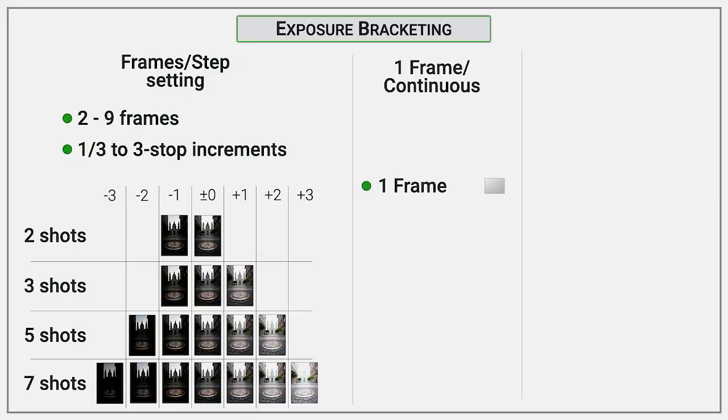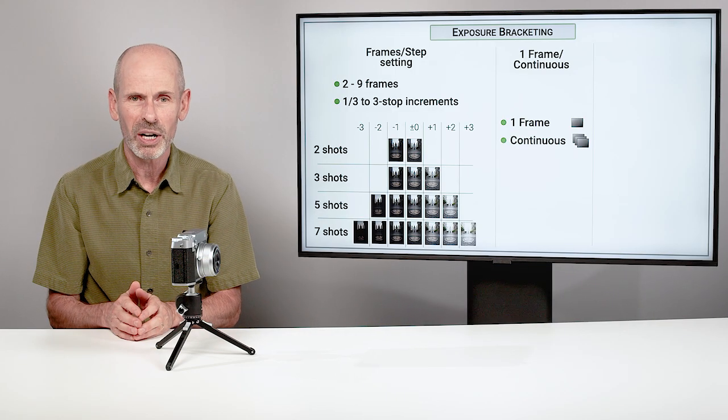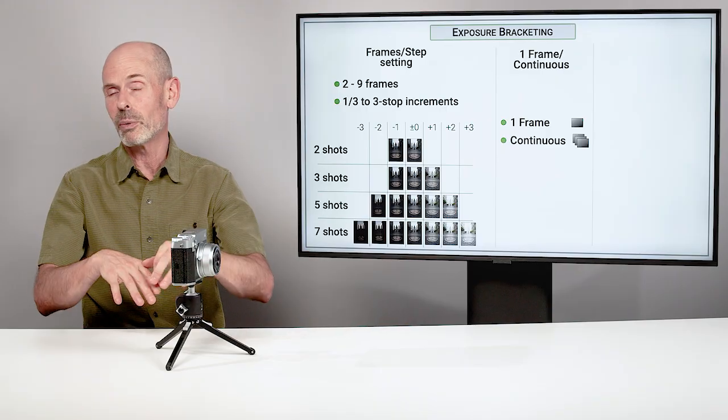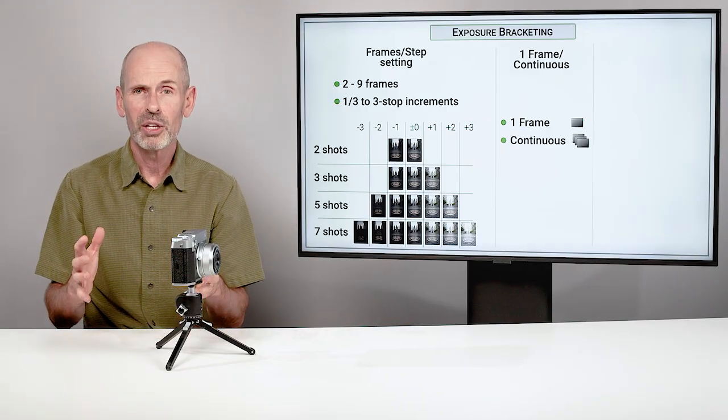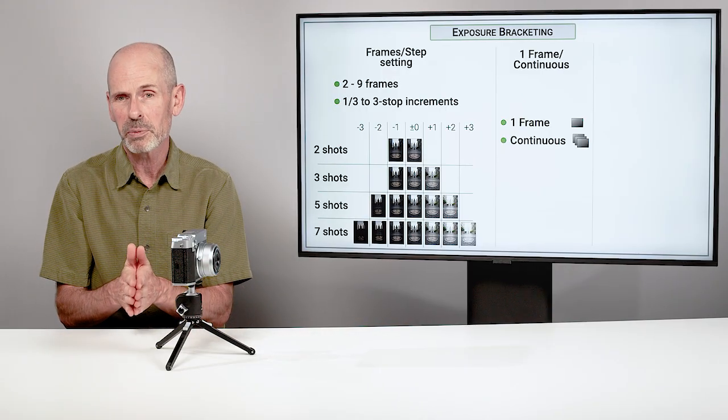Another option that you have is shooting 1 frame at a time or shooting them continuously. Most people will want to set these up to shoot continuously, and that is because you're trying to capture a scene that doesn't change between shots, because you don't know which one of these shots you're going to use, and if you're doing HDR, you don't want anything moving between the shots. You want them all captured as close together as possible.